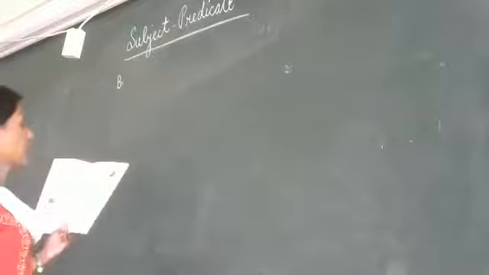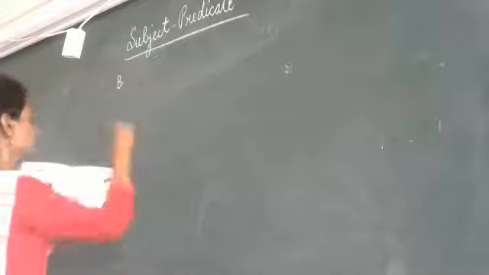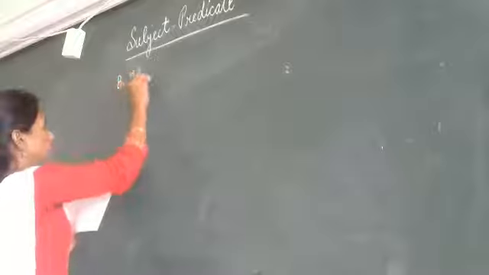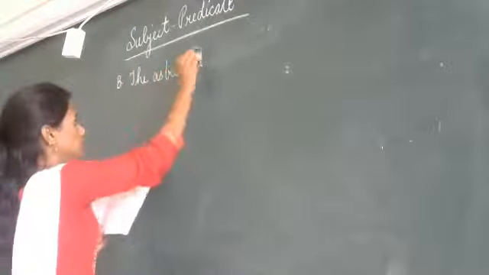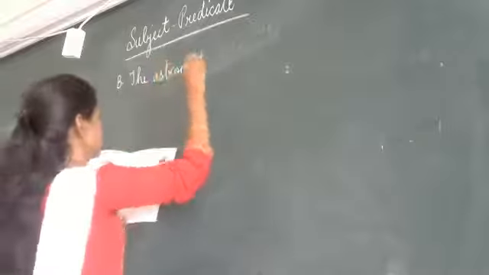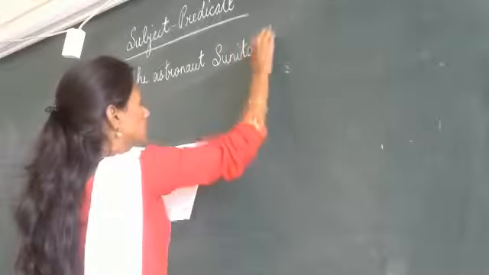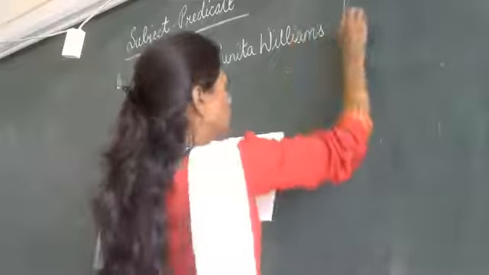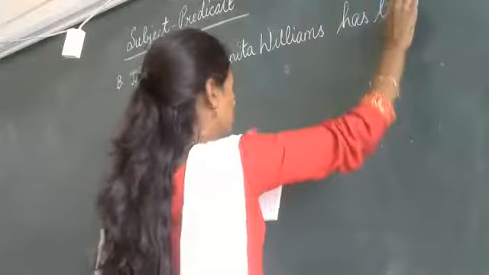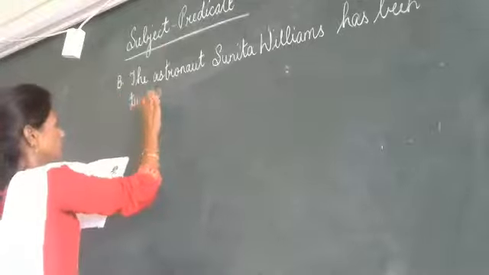Now, B1. Circle the subjects and underline the predicates in these sentences. Now, the astronaut Sunita Williams. Who's that?